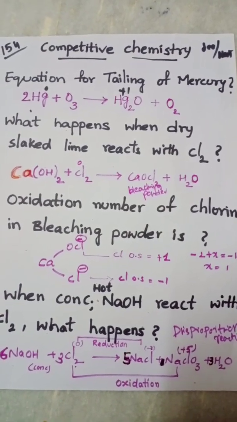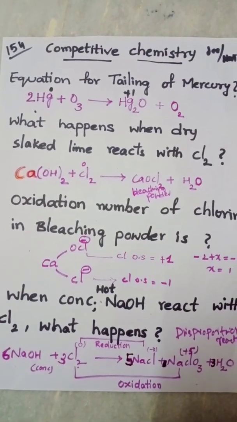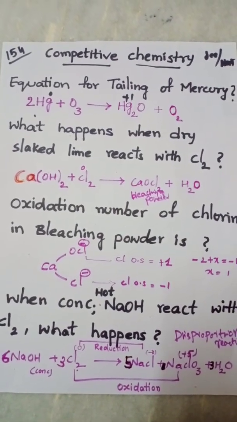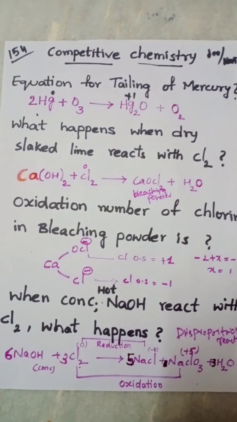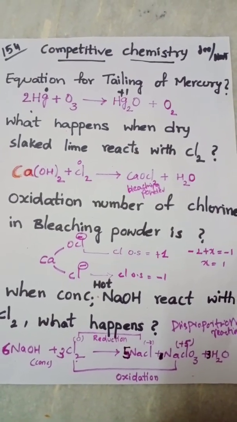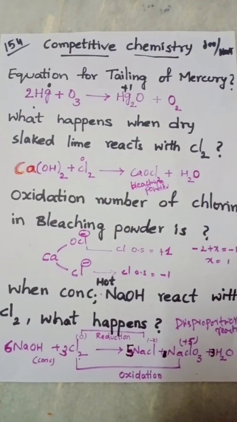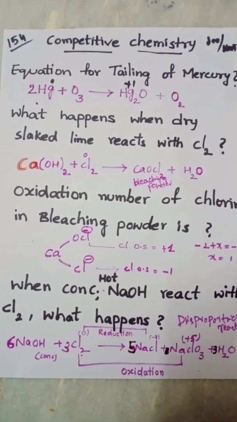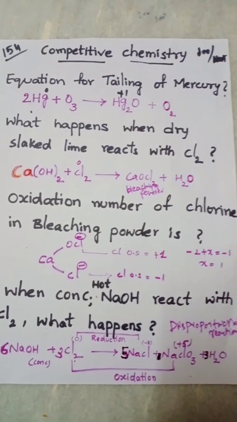Again, Cl2 to NaClO3, the oxidation number increases. That is nothing but oxidation. So if in a chemical reaction an element undergoes both oxidation and reduction, that is nothing but a disproportionation reaction. So this is a very nice question. Again, in the last JEE Mains, what have they asked, do you know? The number of coefficients he has asked.